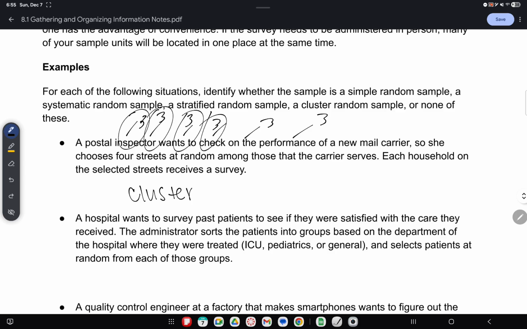So the hospital wants to survey past patients to see if they're satisfied with the care they received. An administrator sorts the patients into groups based on departments and then selects patients at random from each of those groups. So kind of how I was just describing with those streets. We are in different groups, but then we are taking some from each. So this is a stratified.